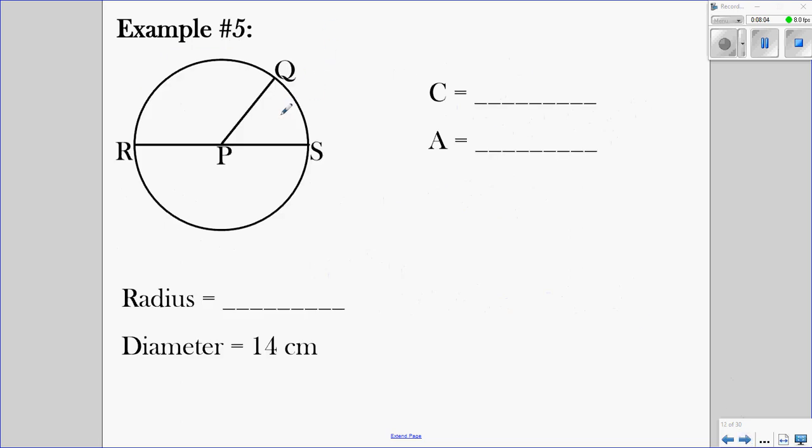Now we're doing a circle. We're doing the circumference. Circumference is the same as perimeter. It's the distance around the circle. So for circumference, they gave us the diameter; we don't know the radius. Diameter is twice the radius. Radius is half the diameter.